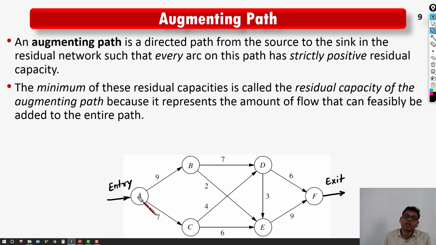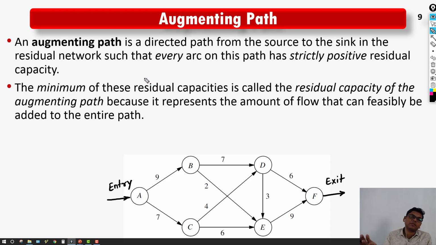You see, one path is A, B, D, F. That is one path. A, B, B to E, E to F. See, arrows are given. You cannot go A to C, C to E, and E to D, and then F. It is not possible from E to D because the arrow is given this side. Clear? So you have to take an augmenting path. Many paths are there from A to F. These are all known as directed paths. So an augmenting path is a directed path from the source to the sink, obviously in the residual network.